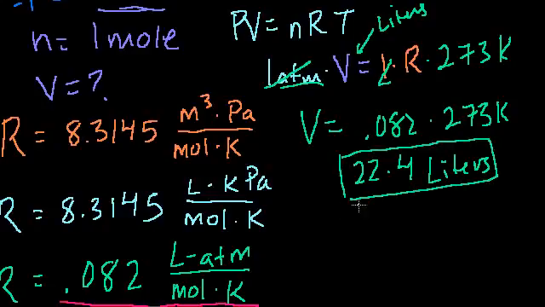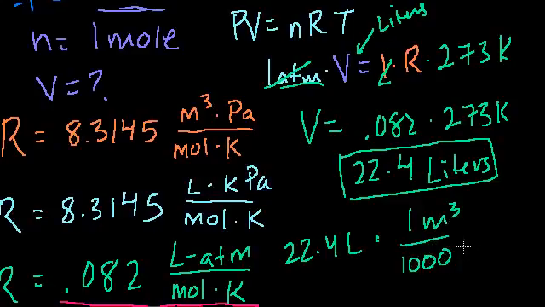And if you wanted to know how many meters cubed it's going to take up, well, you could just say 22.4 liters times, now how many meters cubed are there? For every 1 meter cubed, you have 1,000 liters. I know that seems like a lot, but it's true. Just think about how big a meter cubed is. So this would be equal to 0.0224 meters cubed if you have a mole of something at 1 atmosphere and at 0 degrees Celsius. Anyway, this is actually a useful number to know sometimes.